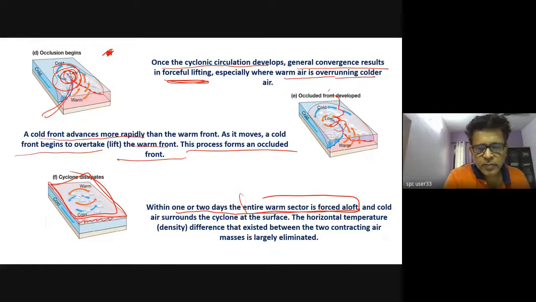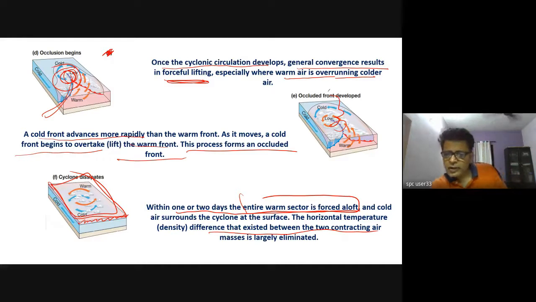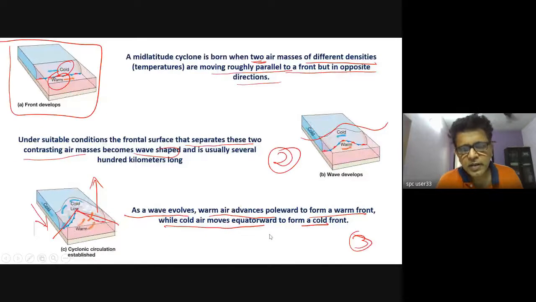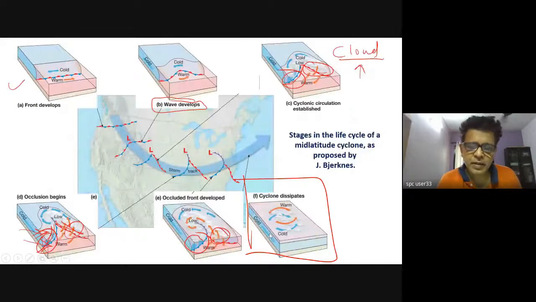This is the warmer part. And the horizontal temperature and density difference that existed between the two contrasting air masses is largely eliminated. This is what the stages of the Jerkin's theory are. It's the same thing. I've just explained it, giving you a bit of text matter in it.